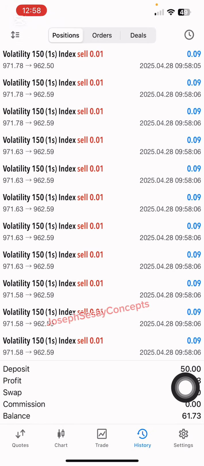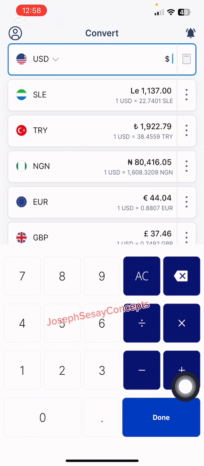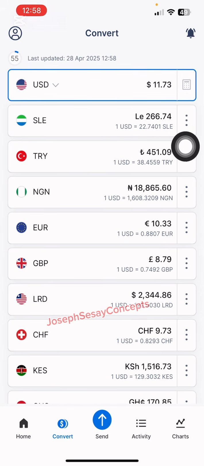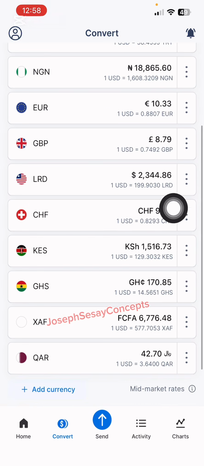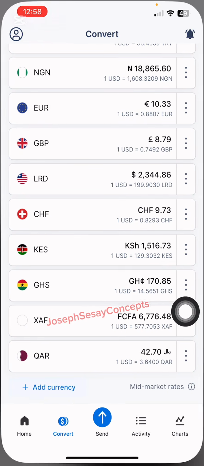Okay, so let's come to our history. You see the profit. You deposit 50, profit of 11.73. So 11.73, let's go here. 11.73, that's about 266 million in Sierra Leone. Nigeria is about 18,000, almost 19,000. Then you come to Liberia, that's about 2,344, and Kenya 1,500, Ghana 170.